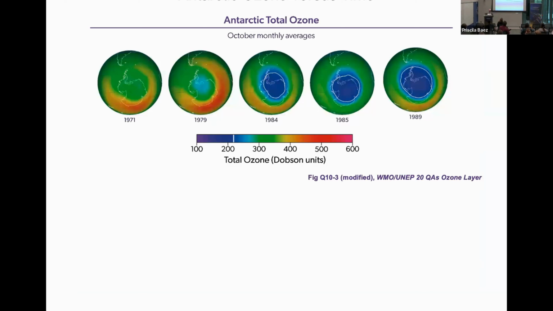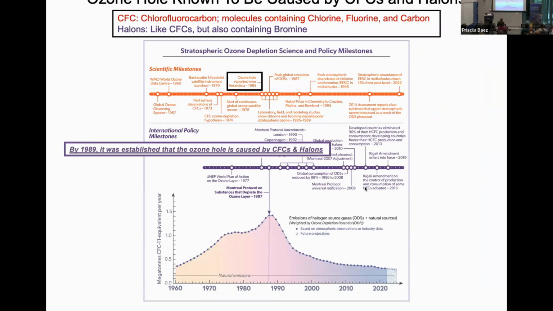Okay. So here is from the 20 questions and answers. Look at the rapidity in which the ozone hole developed. And it developed with this great rapidity because we were still using CFCs like crazy back then, rising. By 1989, we established that the ozone hole is caused by CFCs and halons. They supply bromine. Halons are like CFCs, but also contain bromine. This was established at this time, and the Montreal Protocol was in place.